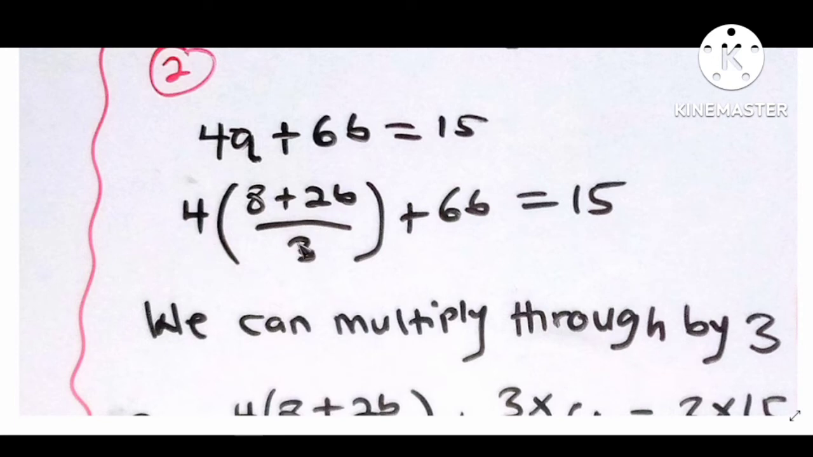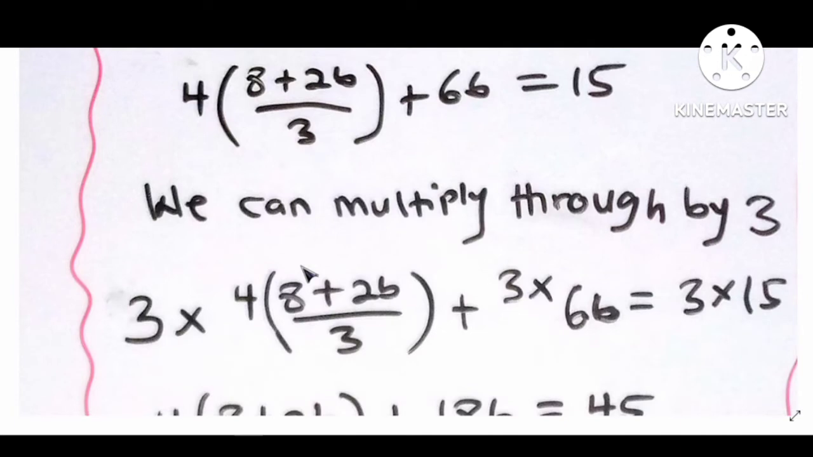We have our LCM here, which will be 3. So we can multiply through by 3, because this is over 1 naturally. So we have 3 times the whole of this, 4 brackets open, 8 plus 2b over 3, plus 3 times 6b, which is equal to 3 times 15.